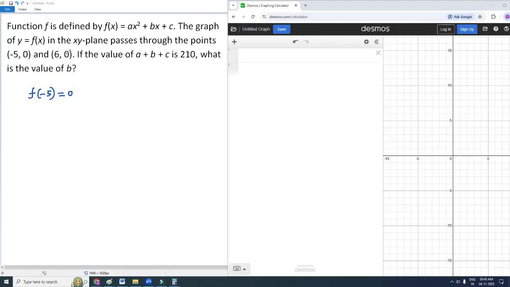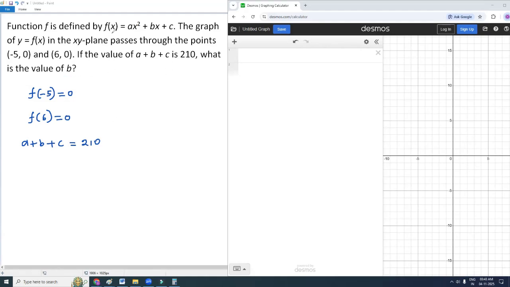The same thing we can do for the second point. That is, when x equals 6, the value of the function f of x is 0. So it can be written as f of 6 equals 0. Let's consider this information: a plus b plus c equals 210. Now we can use Desmos to solve this problem, that is, we can get the value of b.